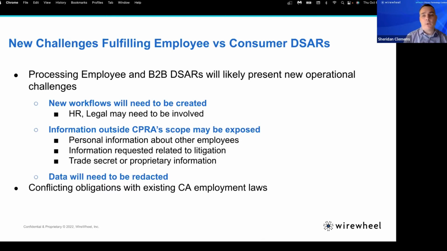Information outside of CPRA scope may be exposed. This is a big one, right? As you're pulling up some of that information about employees, there's a lot of data that we collect about them that you may not be able to provide, right? And as you're sorting through things like emails, Word documents and stuff like that that might be attached to an individual, you may not be able to provide that information because it's trade secret or confidential in another nature. So we do have to apply a little bit more scrutiny around this data than we did for consumers. And then conflicting obligations with California employment laws.